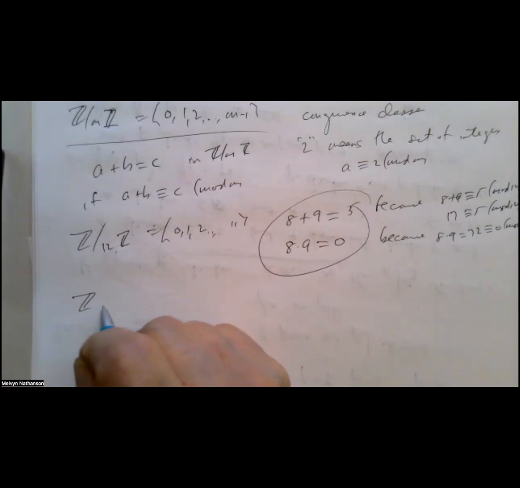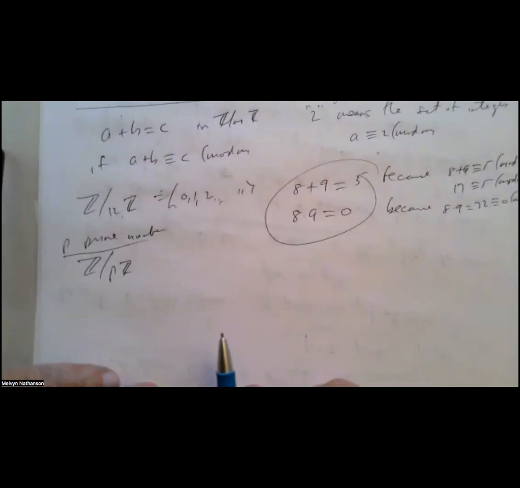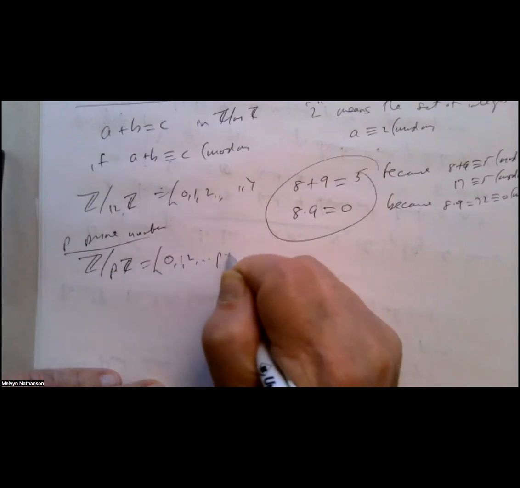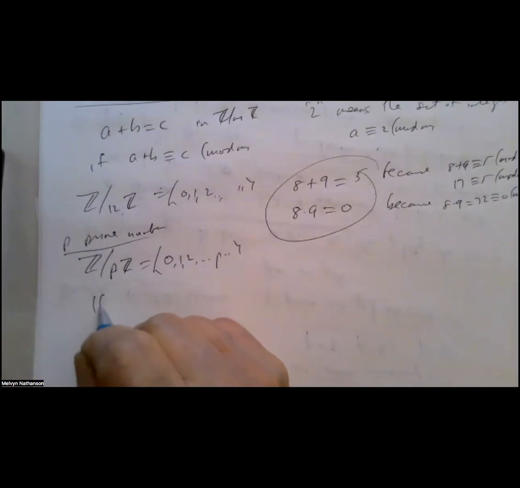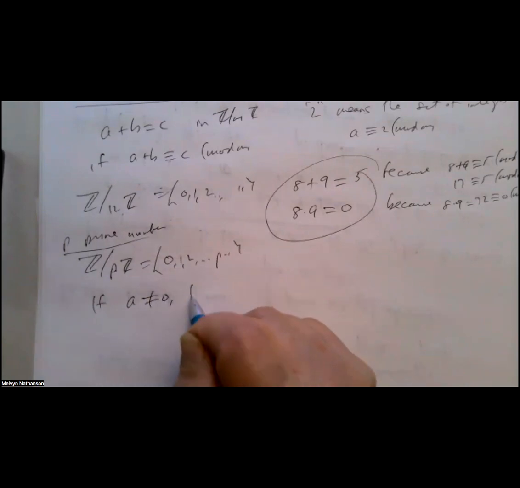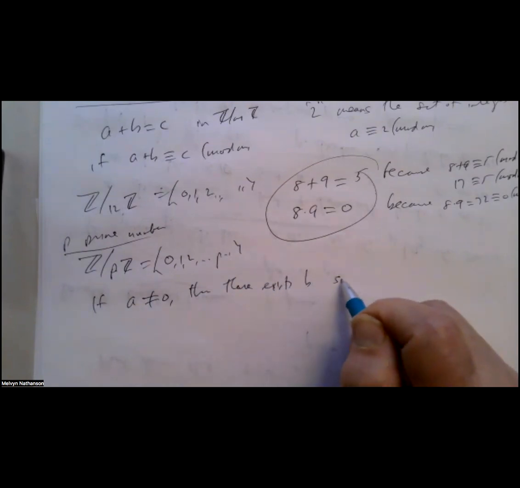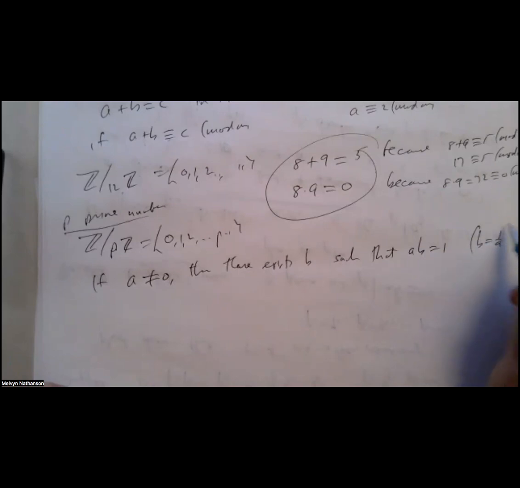And the most important case for us is when this modulus m is a prime. We're looking at Z mod PZ, where P is a prime number. So this consists of the numbers 0, 1, 2 up to P minus 1. And this set of numbers has the following property. You can not only add, subtract, and multiply, but you can divide by anything non-zero. So if A is not 0 in this set, then there exists a B in the set such that AB equals 1. In other words, B is like 1 over A.